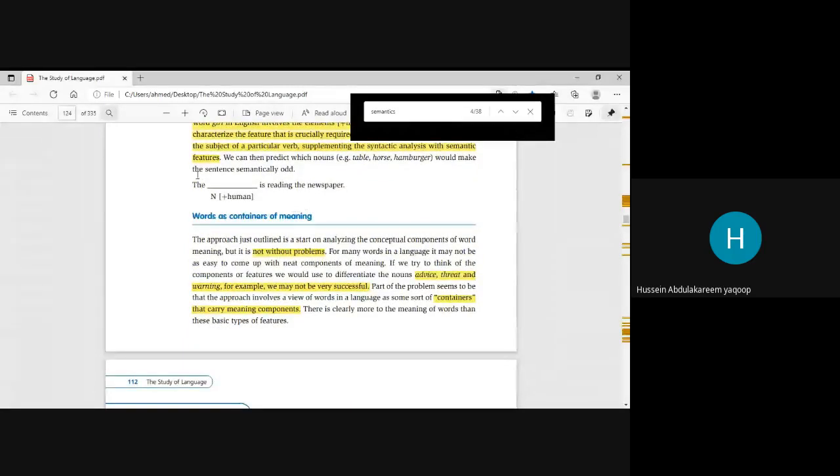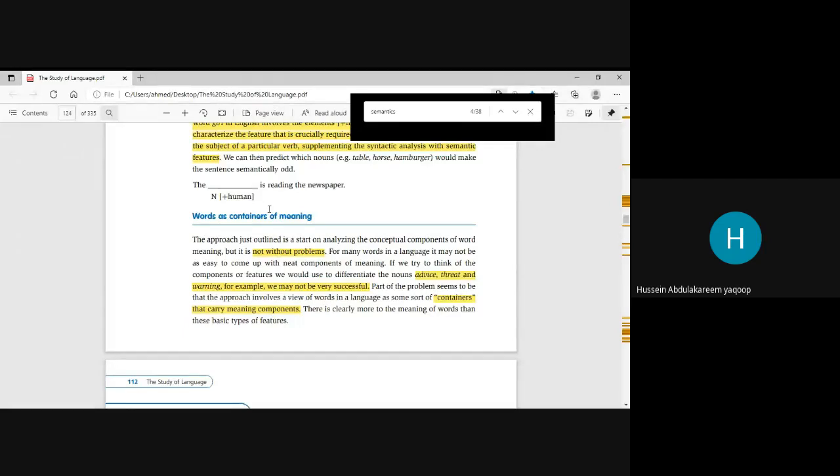Now, we have an example. It is a sentence, and we need to fill the gap in the sentence. What do we need to fill it with? A noun, and this noun should be human. So we can say, the man, the boy, the girl, the woman is reading a newspaper. But the horse is reading the newspaper.